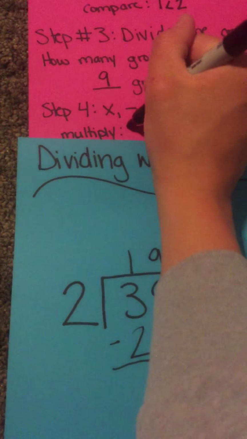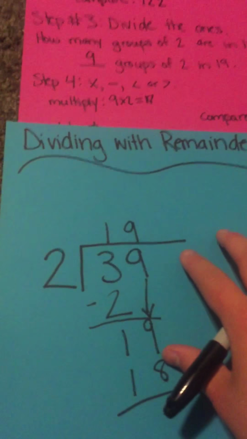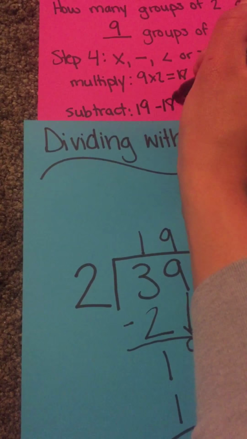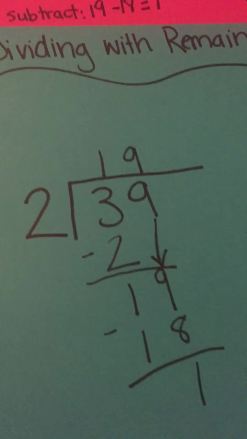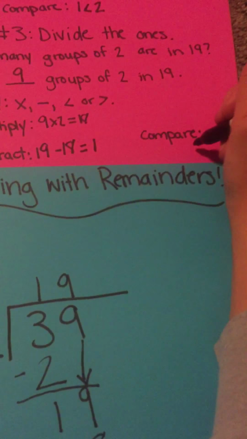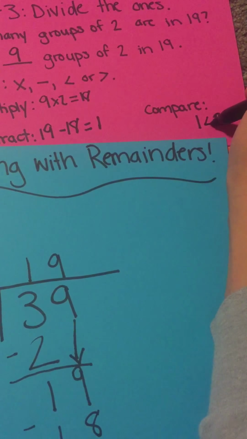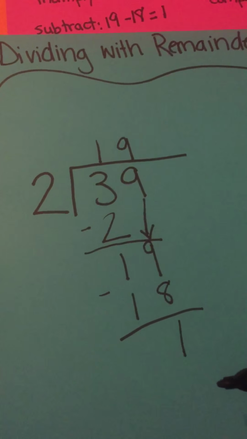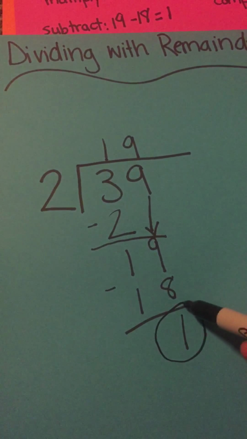So again, we do 9 times 2, 18, and then we subtract. So we take 19 minus 18 equals 1. And our last step again is comparing, and we have the numbers 1 and 2 again. And we know that 2 is greater than 1. And since we have no more numbers up here, we can't bring anything down to help us divide. So that leaves us with the remainder of 1.